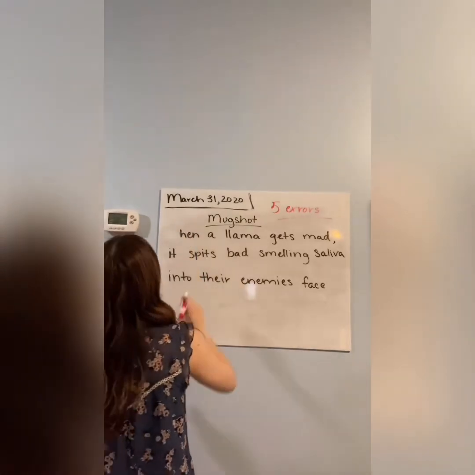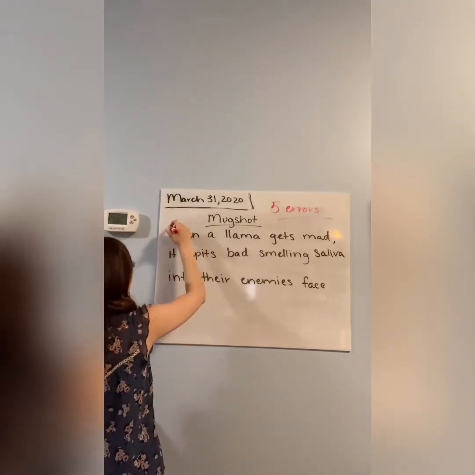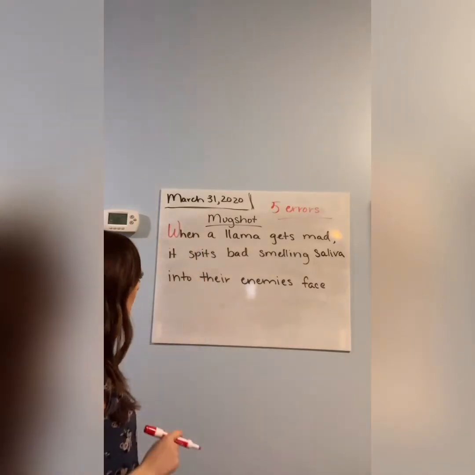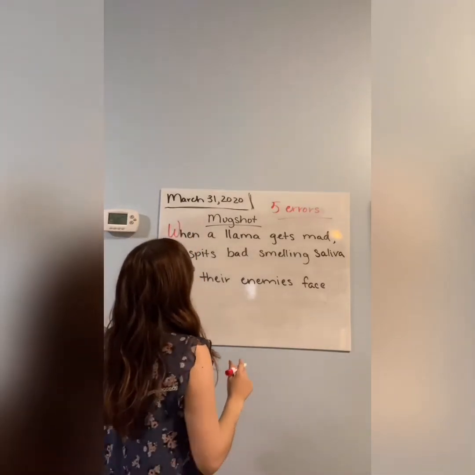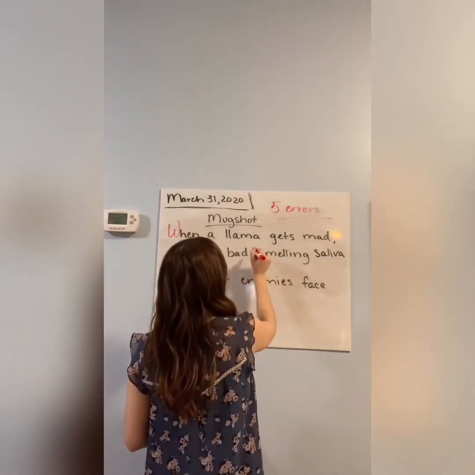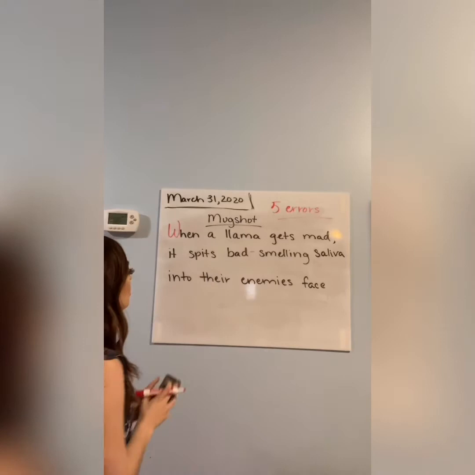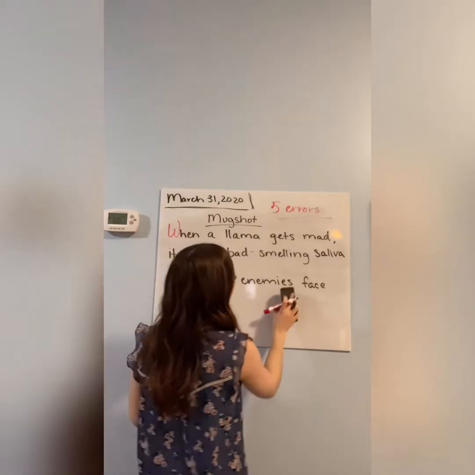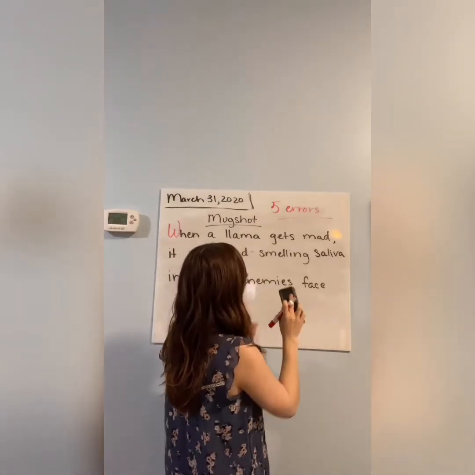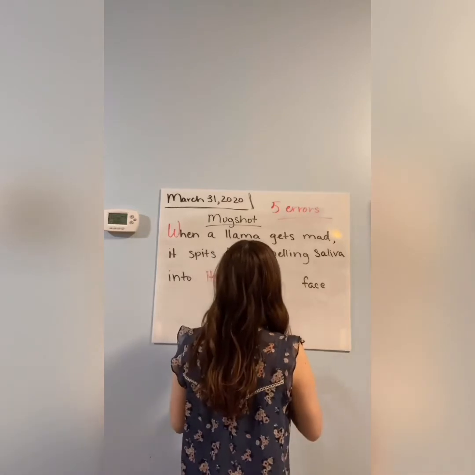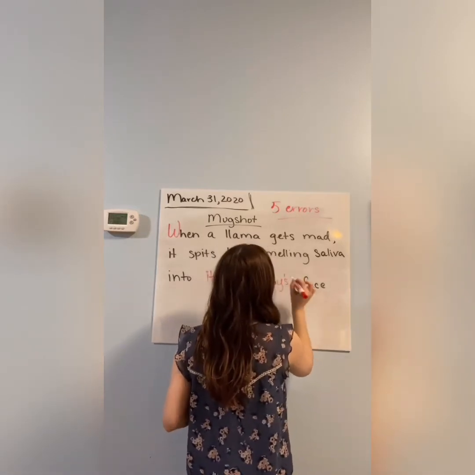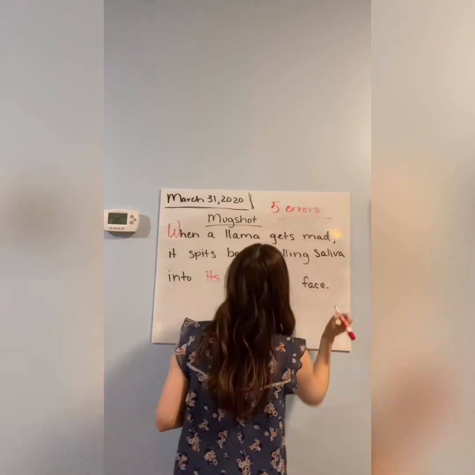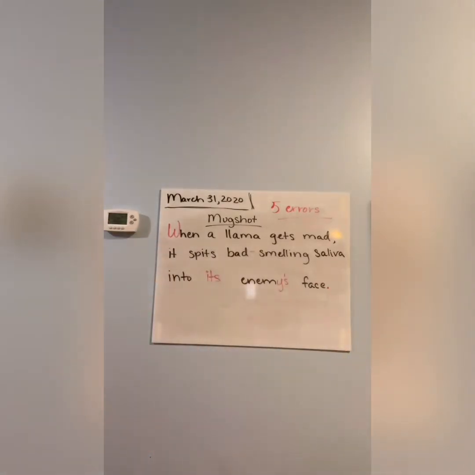So first things first, the W needs to be capital because it's the beginning of a sentence. So when a llama gets mad, it spits bad smelling. There needs to be a hyphen between bad and smelling. Saliva into there needs to be its. Enemies needs to be E-N-E-M-Y. Apostrophe S. Face, and it needs to end with a period. Okay, so go ahead and correct anything that you missed. If you got them all right, then great job.